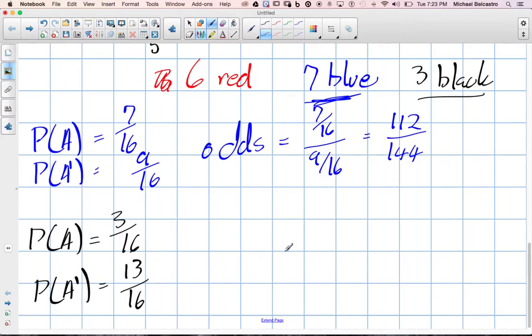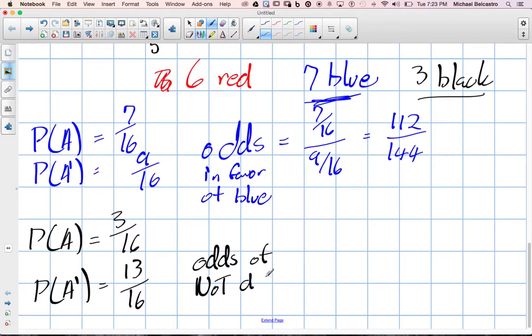Now, what if I told you the opposite? Not the odds in favor. So in these ones, I said odds in favor of blue, so that means drawing blue. What if I said the odds of not drawing black? Okay, it's a little different, this concept.